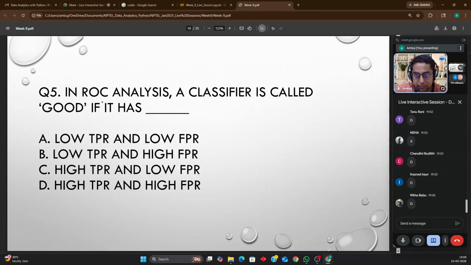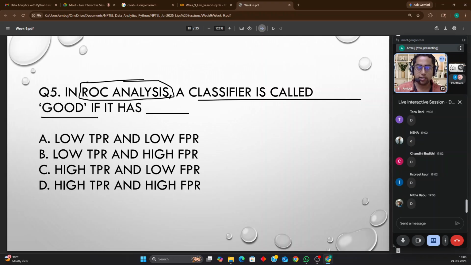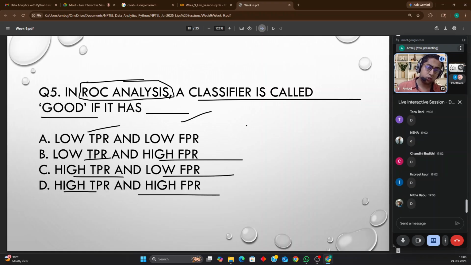In case of your ROC analysis, receiver operating characteristic analysis, a classifier is called good if it has: low TPR, low FPR; low TPR, high FPR; high TPR, low FPR; or high TPR and high FPR. You must know TPR and FPR, true positive rate and false positive rate. So try to tell your opinion about this particular question.